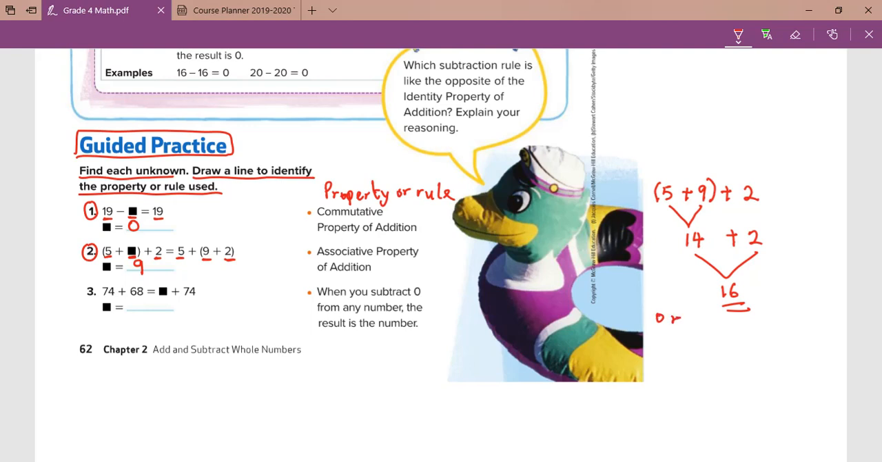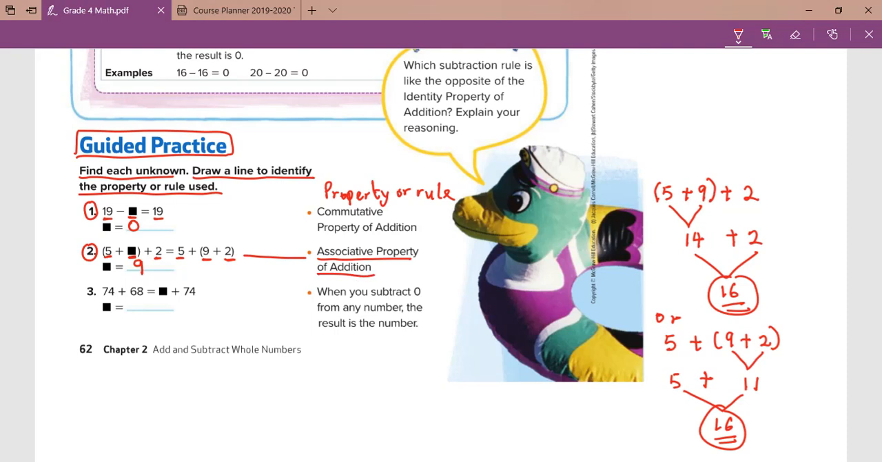Or, now let's look at the second part, arranged as 5 plus 9 plus 2. So do what you have inside the bracket first. That is 9 plus 2, that is 11. Then you bring the 5 down. 5 plus 11 is going to give you 16. So you can see that you get the same answer regardless of where the bracket is. This type is what we call the associative property of addition. It is associative property.